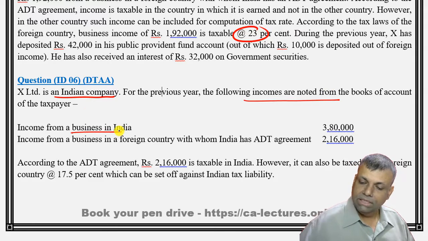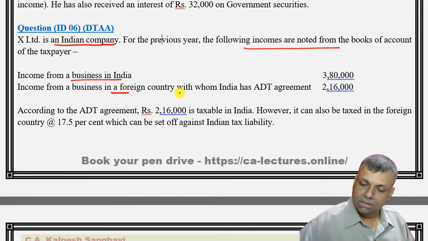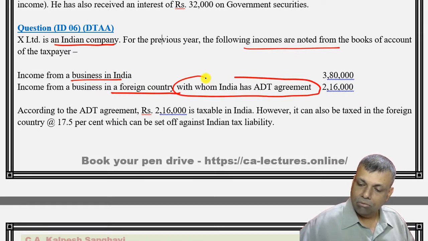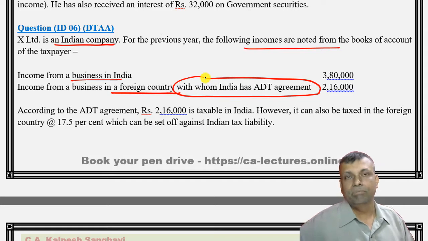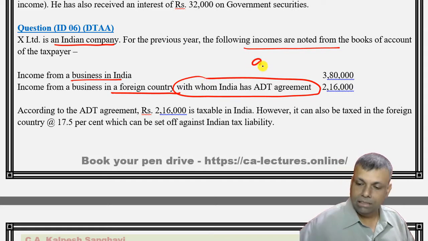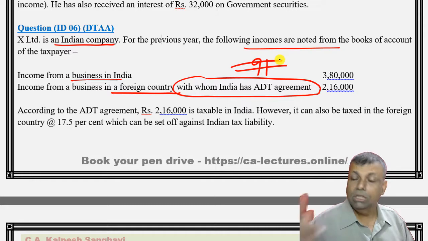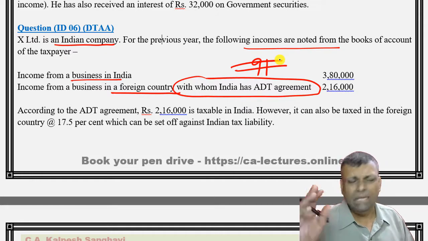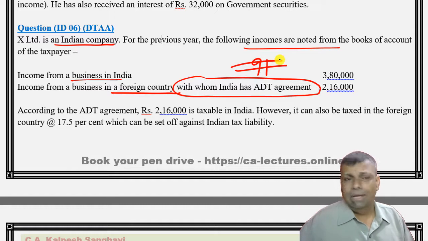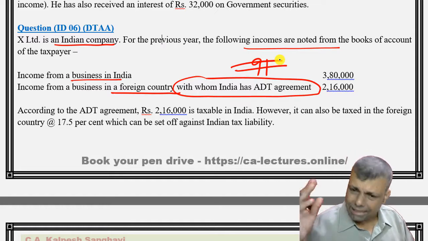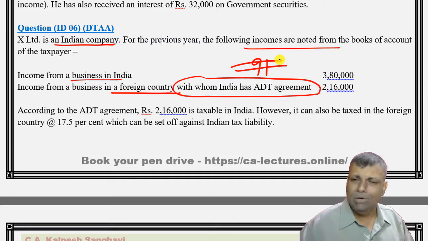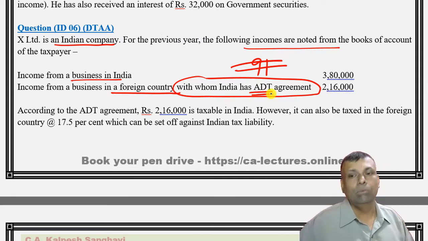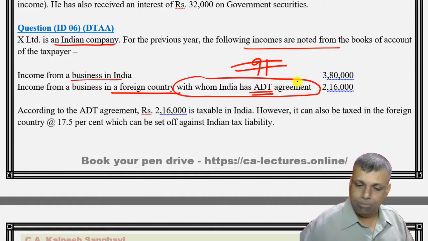Income from business in India, income from business in the foreign country, with whom India has an avoidance of double taxation agreement. Now, the moment there is a double taxation agreement, section 91 will not apply. And that is the mistake students often keep making, and I have to tell them again and again: don't make this mistake. Because there is an ADT agreement, section 91 will not apply.